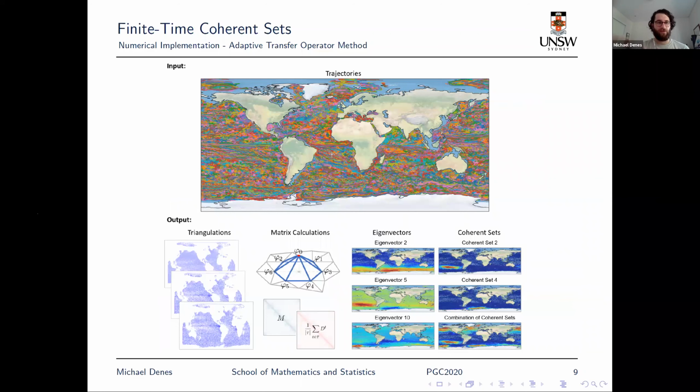So just as an overview, all we need are trajectory information. We don't need any information about velocity fields or sea surface heights or anything like that. We just need the trajectories. And from that, we can find our, in this example, gyres. But what I'll be showing soon are eddies.